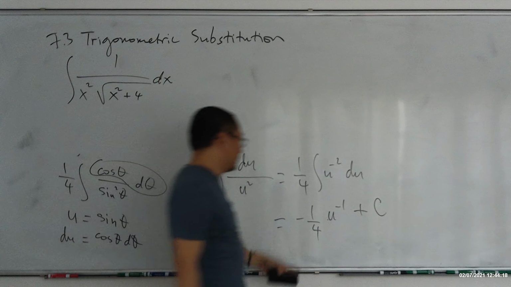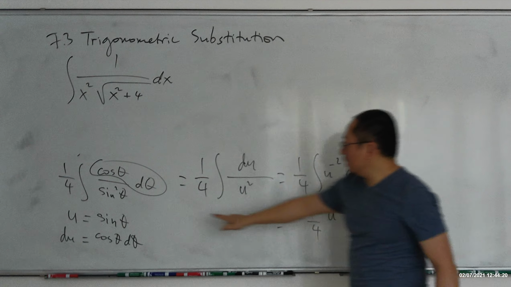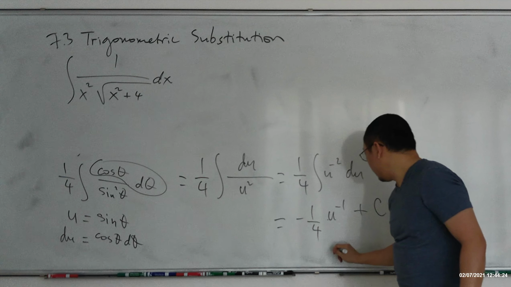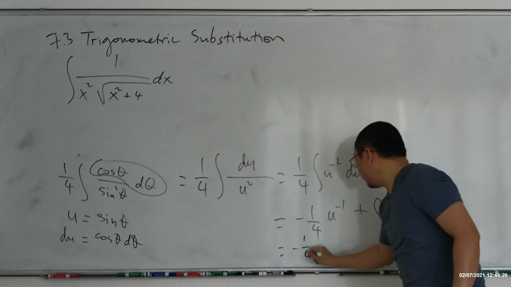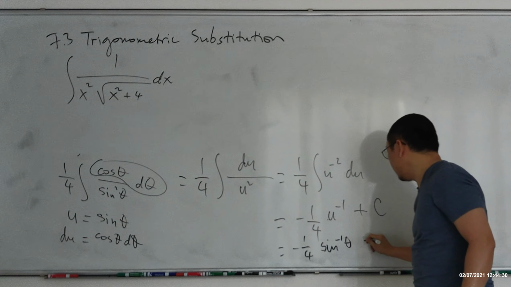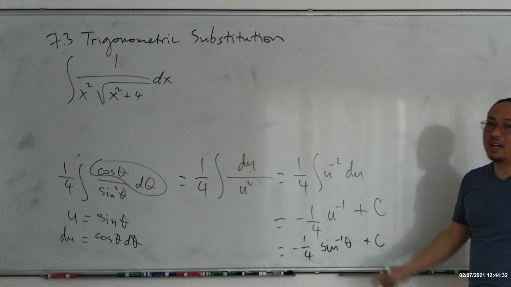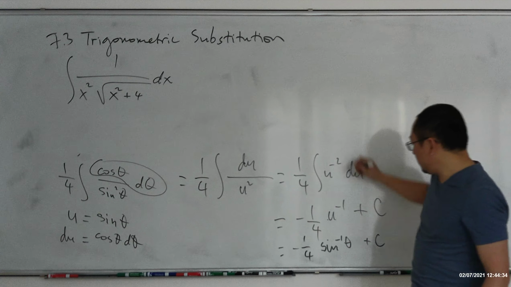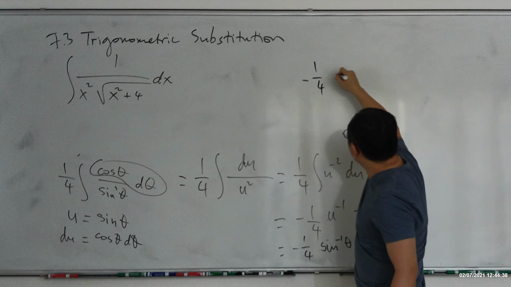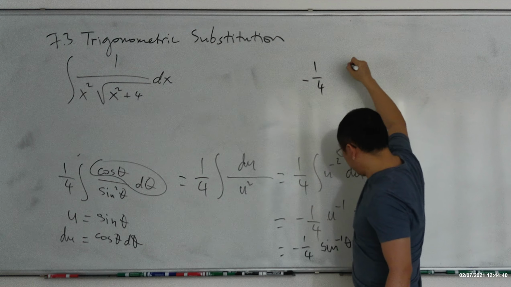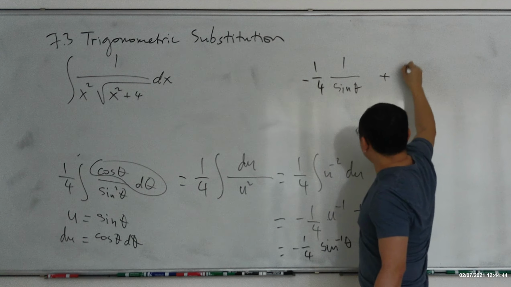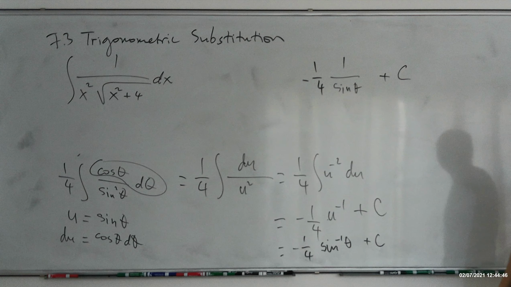Now you have this. And what is your u? U is sine theta. So this is -1/4 sine inverse of theta plus c. Sine inverse is cosecant, right? So this is -1/4, 1 over sine theta, then plus c, right? Sine inverse of theta is 1 over sine theta.